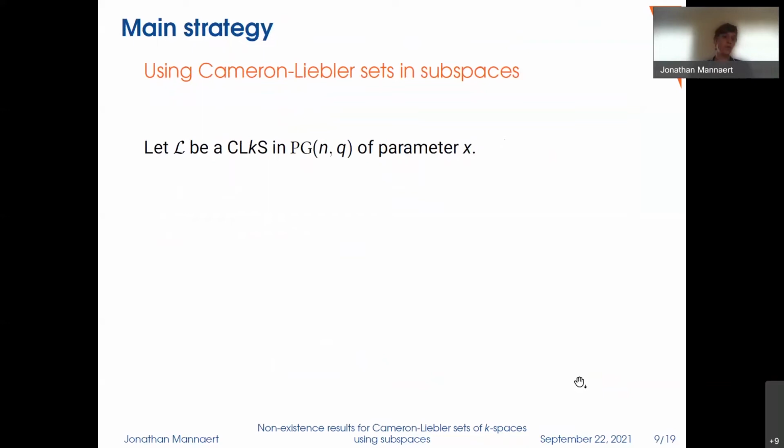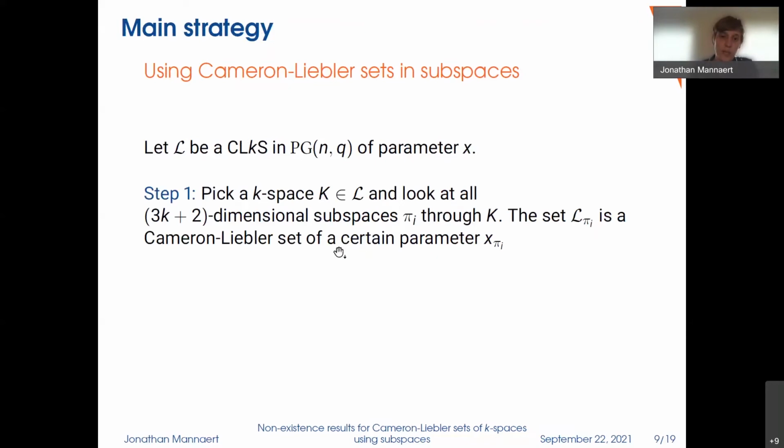And by looking at these subspaces, I want to give, first of all, the main strategy, how we're going to improve that bound, and that we're of course going to do by looking at these subspaces. So if L is a Cameron-Liebler set of k-spaces in PG(n,q) of a certain parameter x, then the first step we want to take is picking a k-space inside L. I should remark that we are here using that L is not empty, so that's something we should assume in the next slide. And we look at all (3k+2)-dimensional subspaces Pi through k.